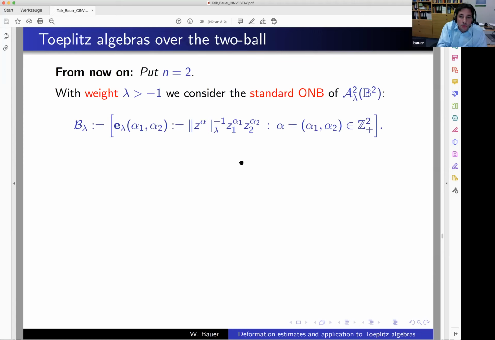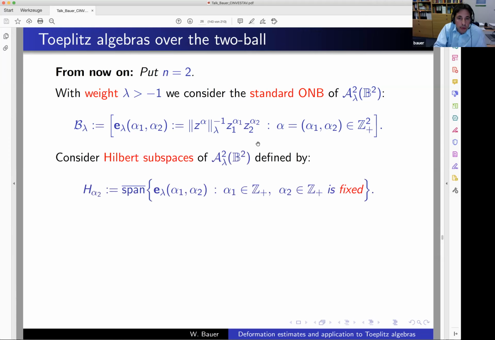And now I want to describe certain operator algebras, operator C-star algebras, on this weighted Bergman space. And the idea is the following. I look at the standard orthonormal basis on the Bergman space over the 2-ball, which is just the set of these normalized monomials here. So this is denoted by B lambda. The norm here depends on lambda.